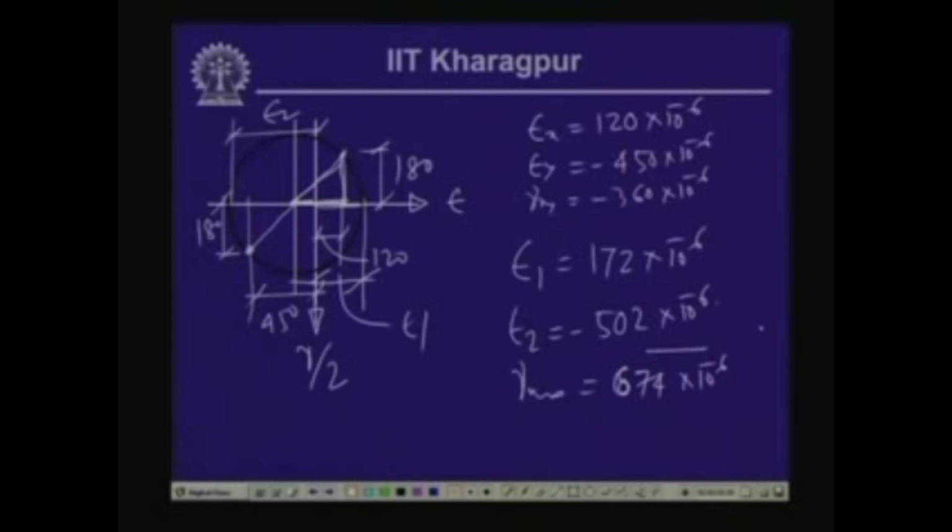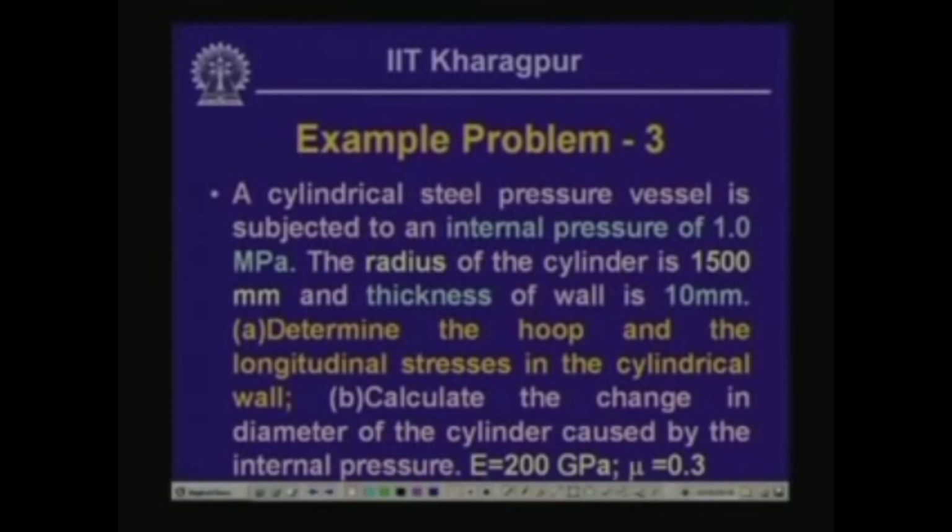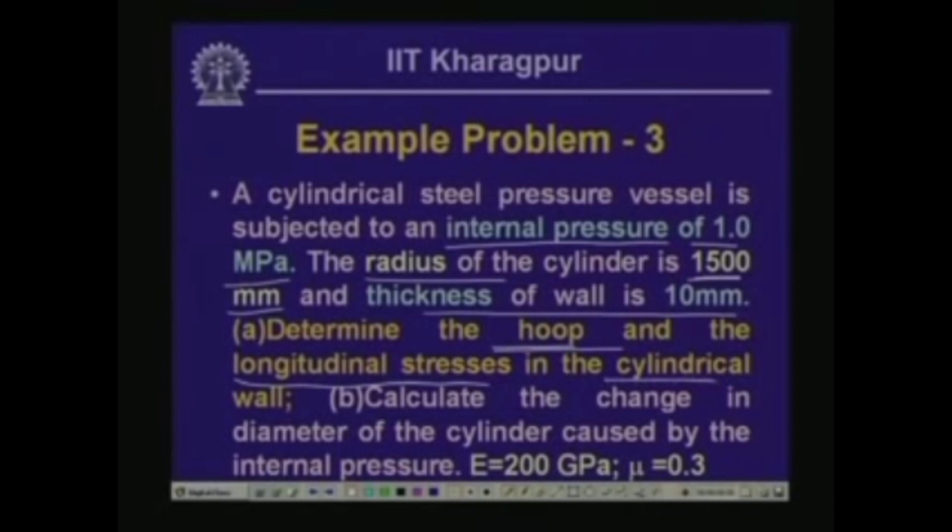Now, let us look into the third problem, which is related to the example we have discussed today. Here the cylindrical steel pressure vessel is subjected to an internal pressure of 1 megapascal, the radius of the cylinder is 1500 millimeter, and the thickness of the wall is 10 millimeter. We have to determine the hoop stress, which is the circumferential stress, and the longitudinal stress in the cylindrical wall. We also have to calculate the change in diameter of the cylinder caused by this internal pressure. Let us look into the values of the stresses as we compute.